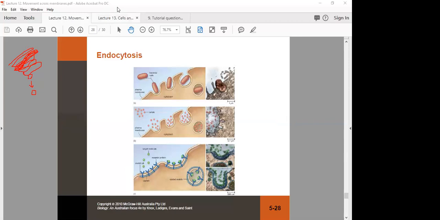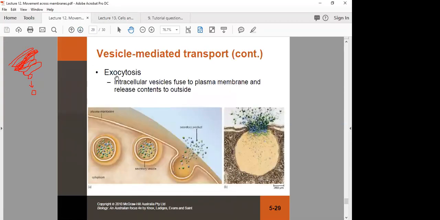All right, so you can see here that this process of endocytosis means that little pieces of the plasma membrane are being internalised. That means that the plasma membrane is getting smaller and smaller as the process occurs. This is balanced by the opposite process, which is called exocytosis, meaning that vesicles are formed within the cell. Those vesicles fuse with the plasma membrane and then release the contents to the outside of the cell.